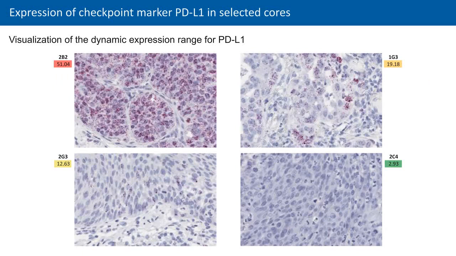Here we visualize the tumor expression of PD-L1 across 4 selected cores to exemplify the dynamic range of expression shown in the numerical table on the previous slide. Core 2B2 clearly demonstrates high PD-L1 expression, with core 2C4 on the other end of the spectrum with very low to no PD-L1 expression. In between, cores 1G3 and 2G3 show medium-high and medium-low PD-L1 expression in the tumor respectively.